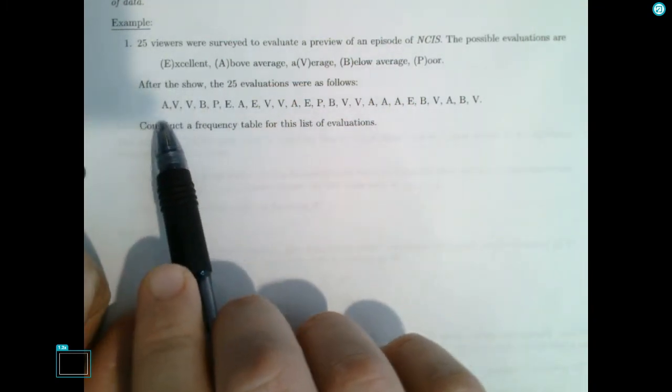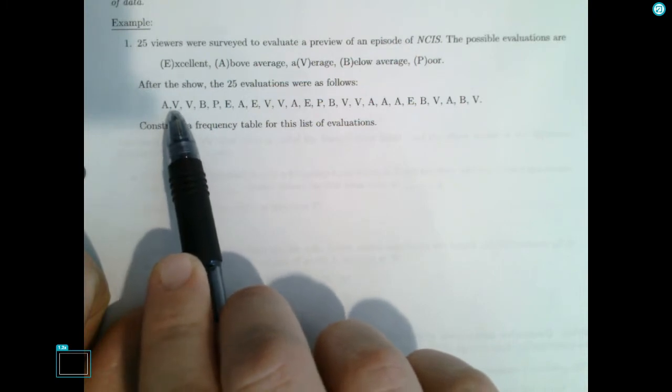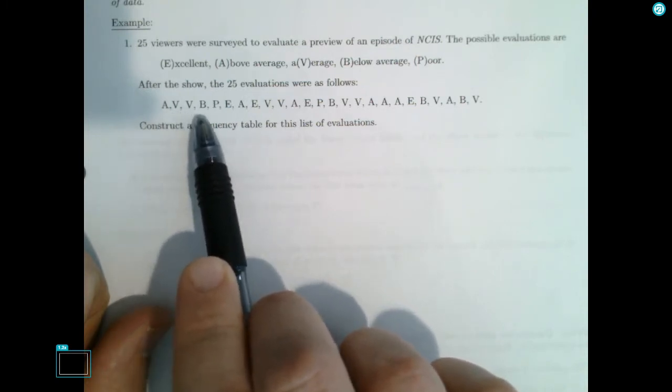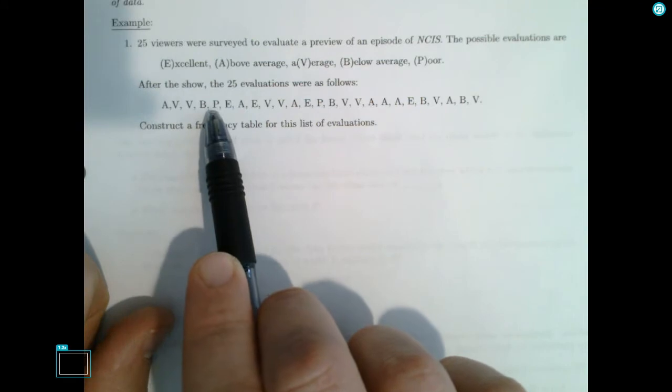This person said it was above average. This person said it was average. This person said it was average. This person said it was below average. This person said poor. This person said excellent.